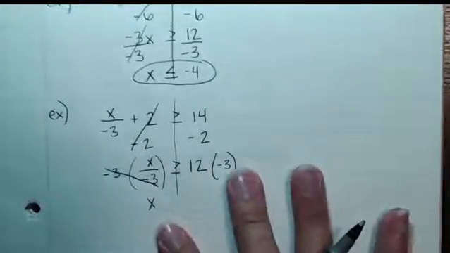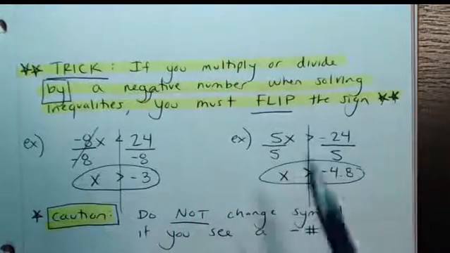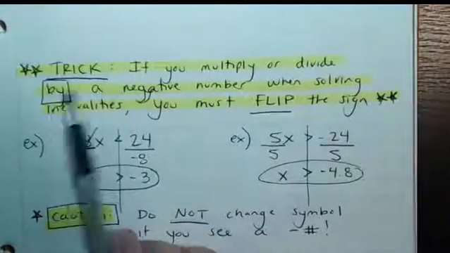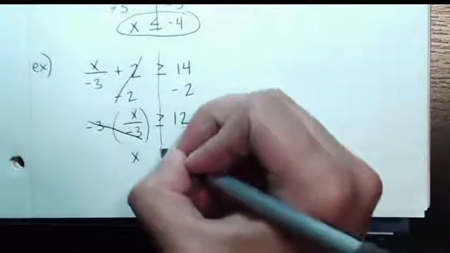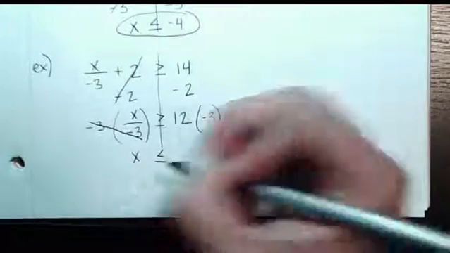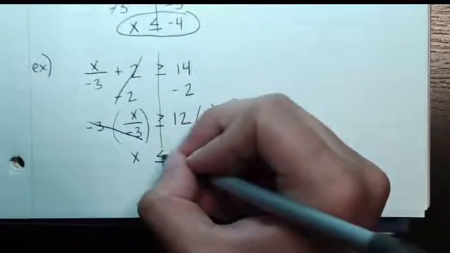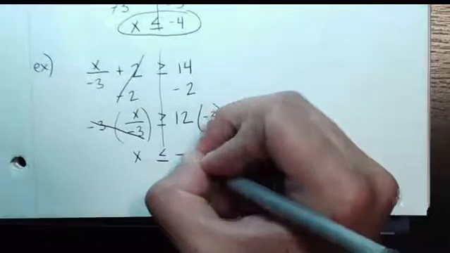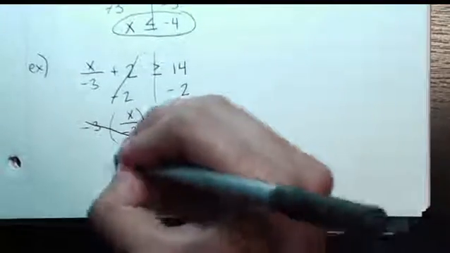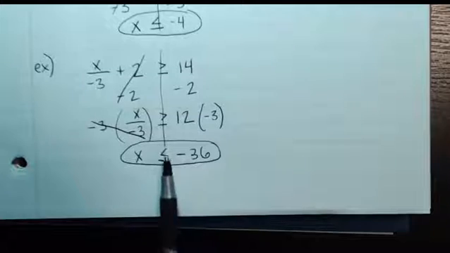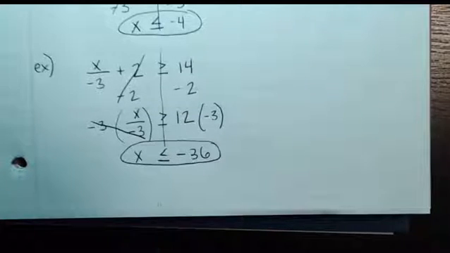So again, I'm looking for my trick. If you multiply by a negative number, you have to flip the sign. So since I did that, I'm going to flip the sign. And my answer should be x is less than or equal to negative 36. Okay, is that an open or closed circle when I graph it? Closed circle. Very good. So this is just the beginning of inequalities, just to refresh your memory from last year with the open and closed circle, and again, just solving equations.